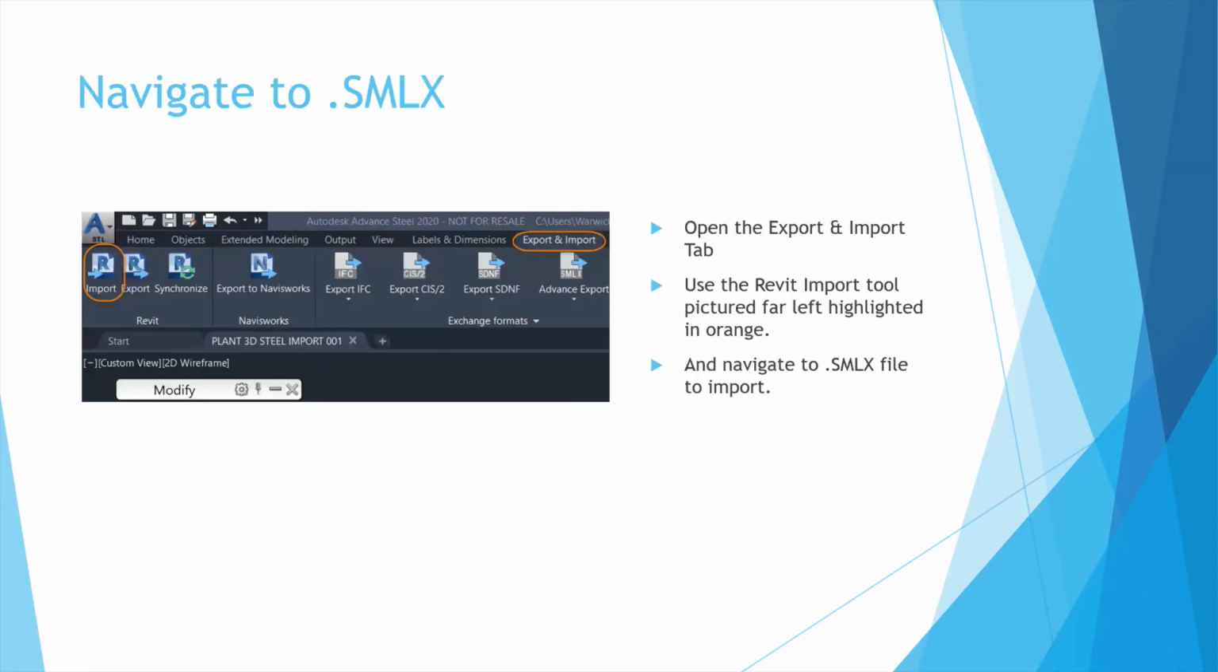Here is a snapshot of the ribbon for Advanced Steel. If you have a look on the left-hand side, this is where you can see the Revit, R for Revit, and you've got import with the orange oval over it. That is the tool that you're looking for to import back in. On Advanced Steel, it's on the export and import ribbon tab. Okay, and you need to navigate to this file again, no problem.